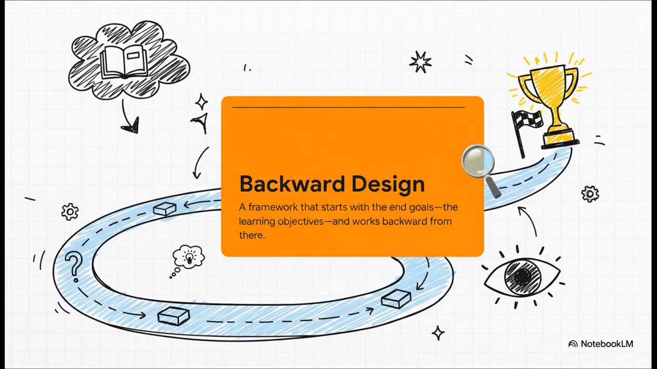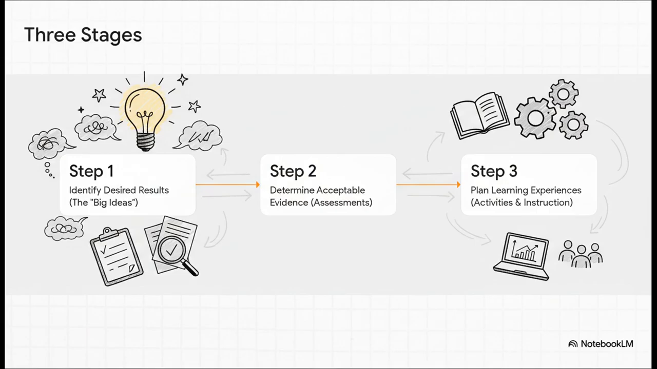its head. So instead of just marching through a textbook chapter by chapter, it starts by asking the most important question: what should my learner be able to do when this is all over? Everything else you build is designed to serve that one single goal. The process is broken down into 3 stages. First, you identify the results you want, the big ideas you hope people will remember years from now. Second, you figure out how you're going to know they learned it. In other words, you design the final tests or projects.